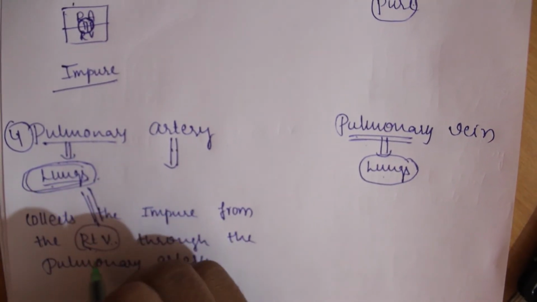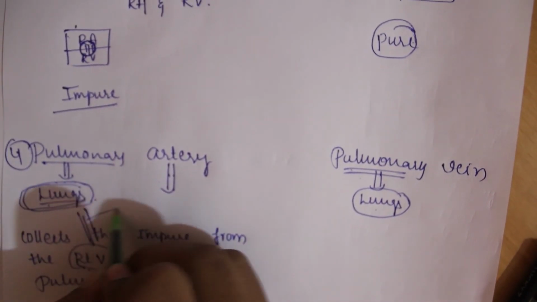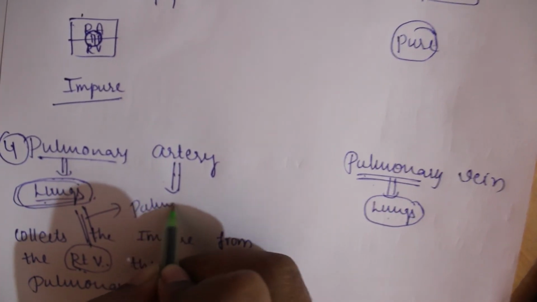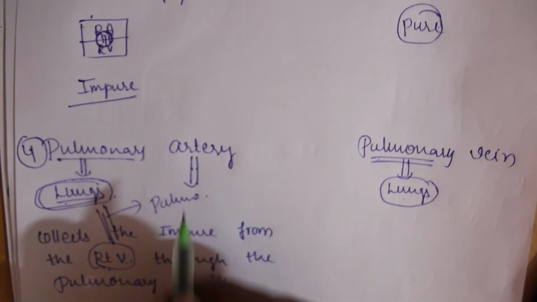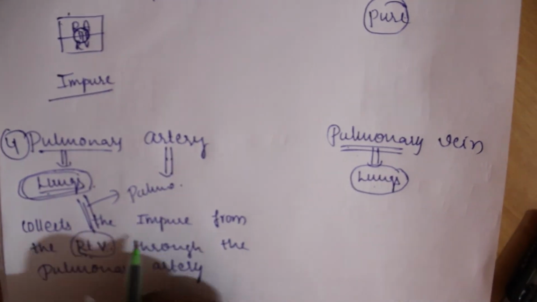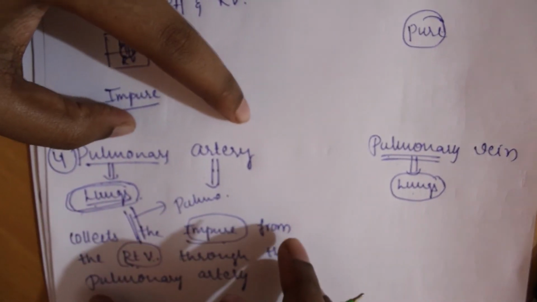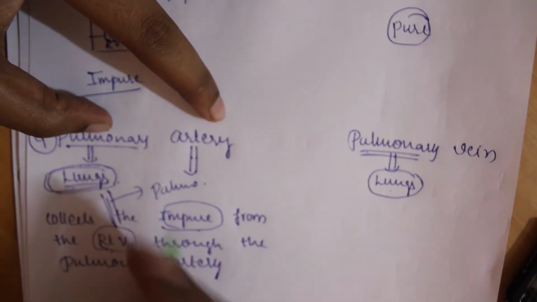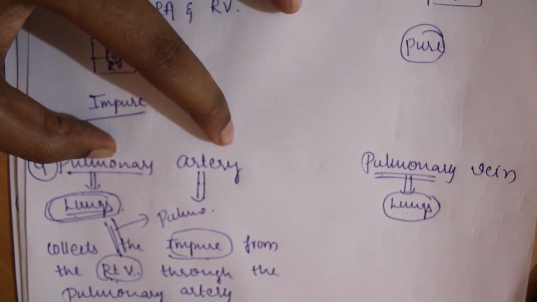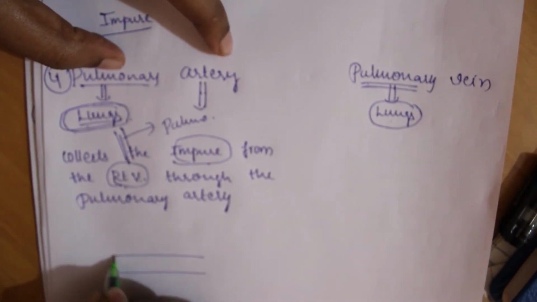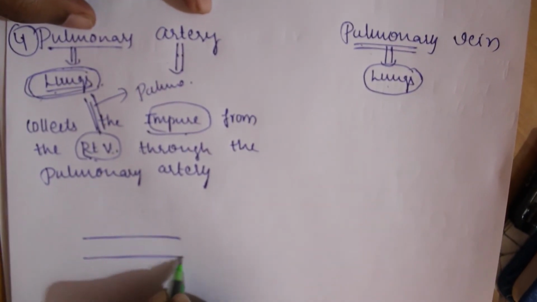Meanwhile, in the connection between the right ventricle and the lungs there is an artery, that is the pulmonary artery. Through the pulmonary artery the deoxygenated blood or impure blood can enter into the lungs. This is the main function of the pulmonary artery. The pulmonary artery is like a pipe-like structure. The veins look like pipes.